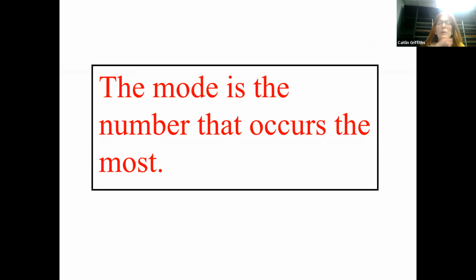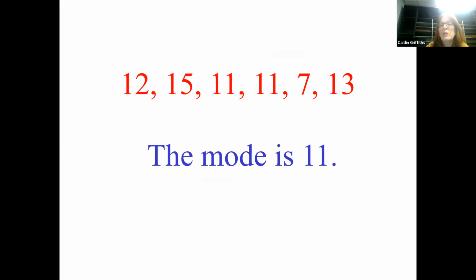And then the third way to find the measure of central tendency is the mode. And the mode is the number that occurs the most. It is the most popular. So when we have a group of data points, the mode is 11. You can see it right away. Sometimes you have to put the numbers in order so that they all line up. But in this case, you can see there's only one number that occurs more than one time.